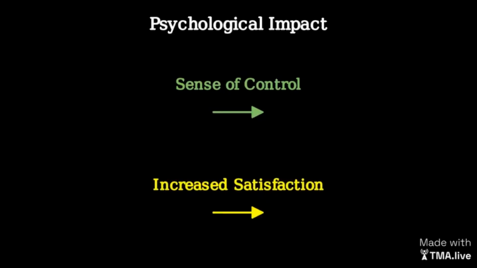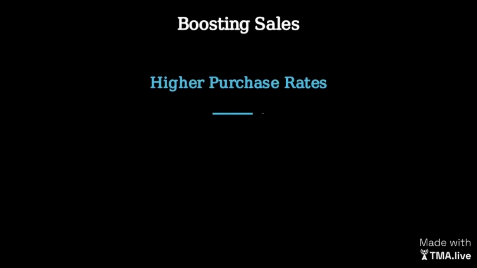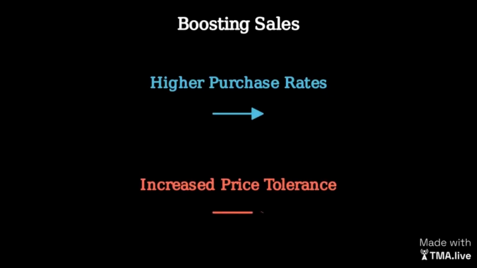These psychological factors translate into higher purchase rates, increased price tolerance, and enhanced brand loyalty. Customers are more likely to buy products they can customize, and they're often willing to pay more for them. Additionally, they tend to stick with brands that offer personalization. In conclusion, the illusion of control is a powerful psychological phenomenon. By offering customization, businesses can tap into this effect, leading to increased sales and brand loyalty. It's a simple yet very effective strategy for success.